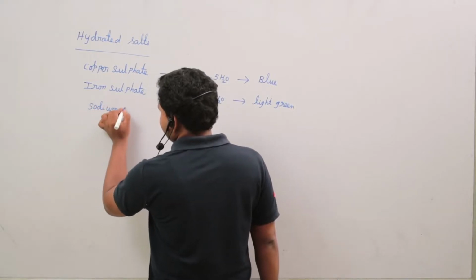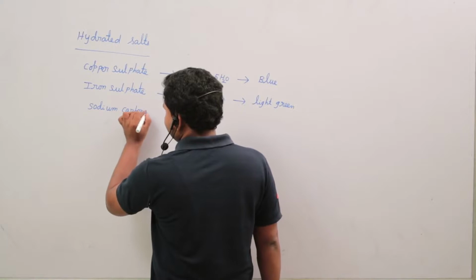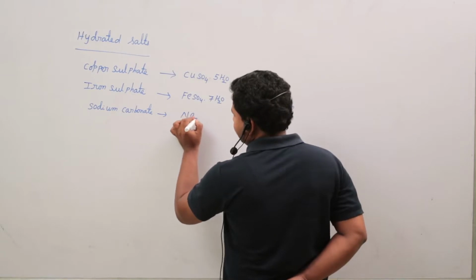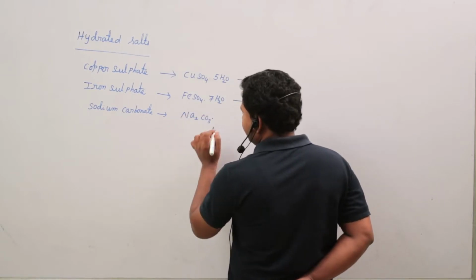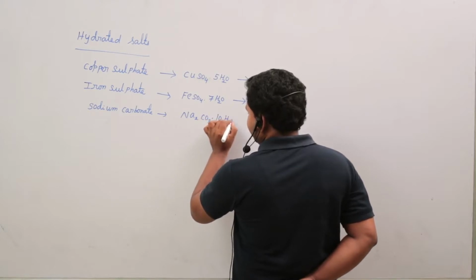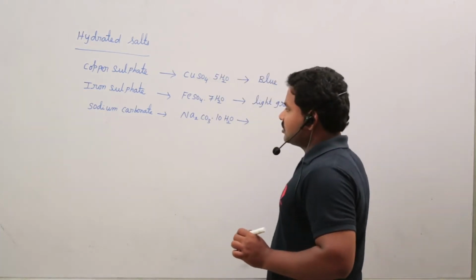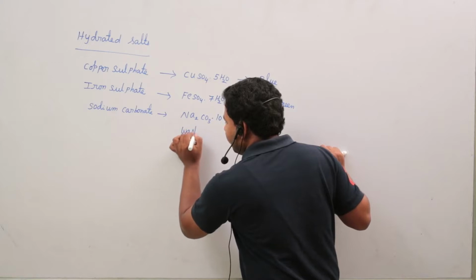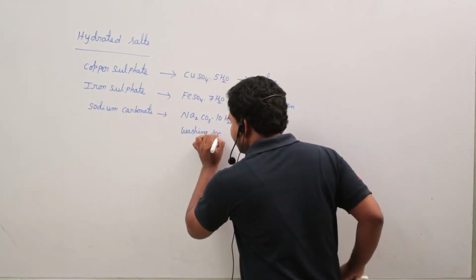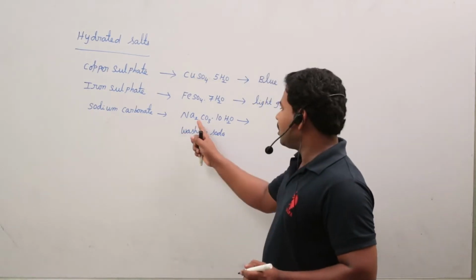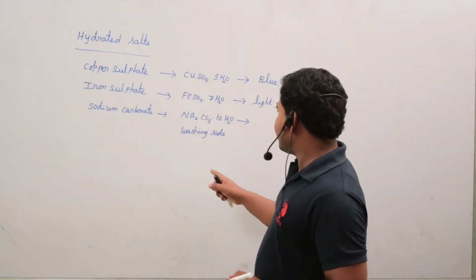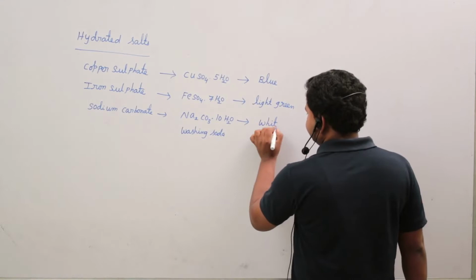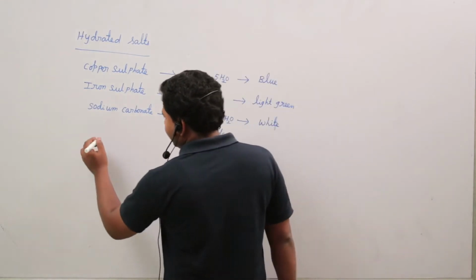Next one, sodium carbonate. Sodium carbonate formula is Na2CO3 dot 10H2O. This is called washing soda. This is also called sodium carbonate decahydrate, in white color.